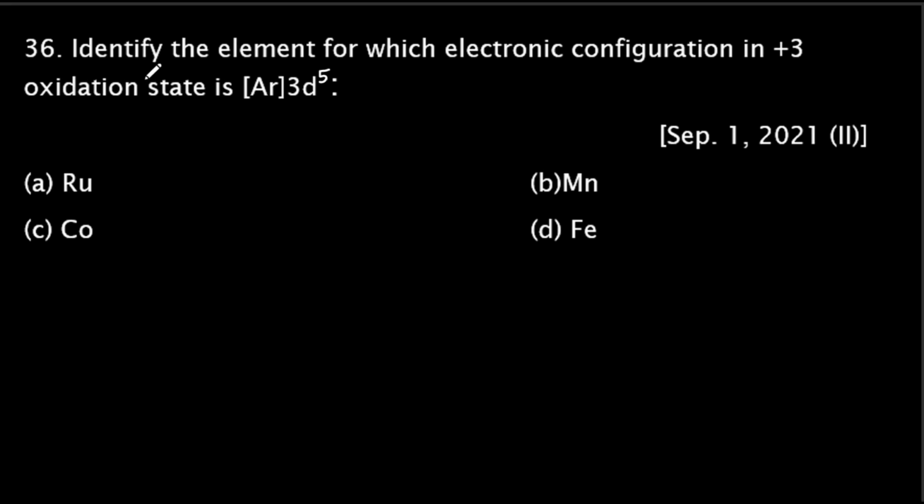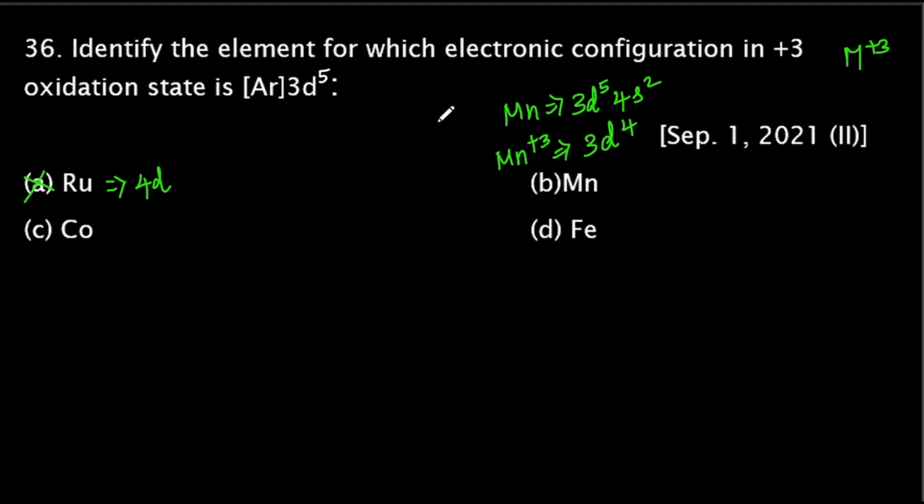The next question is: identify the element for which the electronic configuration in +3 oxidation state is the core argon configuration 3d5. So you have to check for which element present in +3 oxidation state the configuration is 3d5. The first option is ruthenium. Ruthenium is a 4d series element, so it is ruled out. Then manganese has the electronic configuration 3d5 4s2. Manganese in +3 oxidation state will have the configuration 3d4, so it is not 3d5. So option B is also ruled out.